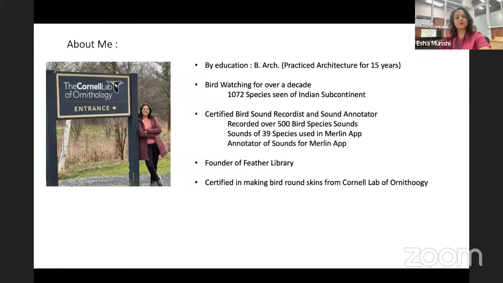While bird watching, I also got interested in the sound recording of birds. I did a certificate course at NCBS back in 2019, which was held by Cornell Lab of Ornithology. So I think a lot of my recordings you can find in the Merlin app, and I'm also working as a sound annotator for the app to identify the sounds. As it's very clear, I'm the founder of Feather Library, and I went to Cornell and I learned how to do this properly. I'll talk about my journey in detail as we talk.